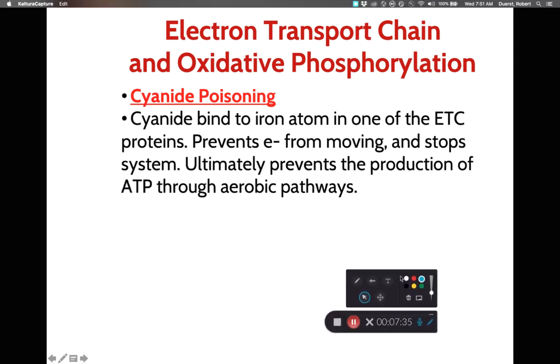And the reason I had that little skull and crossbones right there was because if somebody is poisoned with cyanide, that cyanide will bind to an iron in that third protein of the electron transport chain. And it prevents electrons from moving. And if the electrons stop moving, it's going to cause a traffic jam. And ultimately, we lose the ability to drop off electrons. And if we lose the ability to drop off electrons, we lose the ability to regenerate electron carriers.